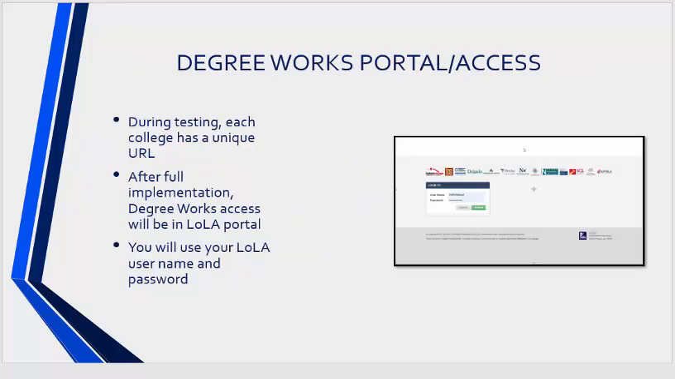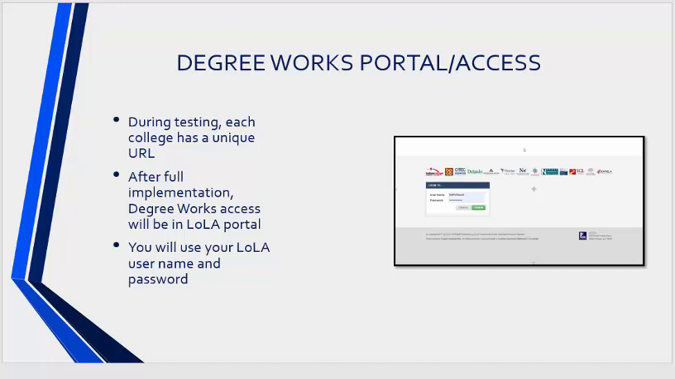So let's talk about access to DegreeWorks. Access to DegreeWorks right now is by going to a specific URL for your college and then logging in with your Lola ID number. Usually it starts with an N or an L. Some have different letters, H's and B's. But you're going to use that login to get to DegreeWorks until we move it into production.